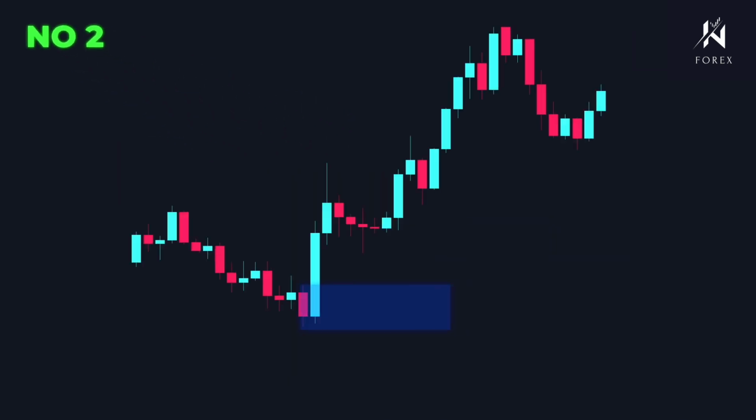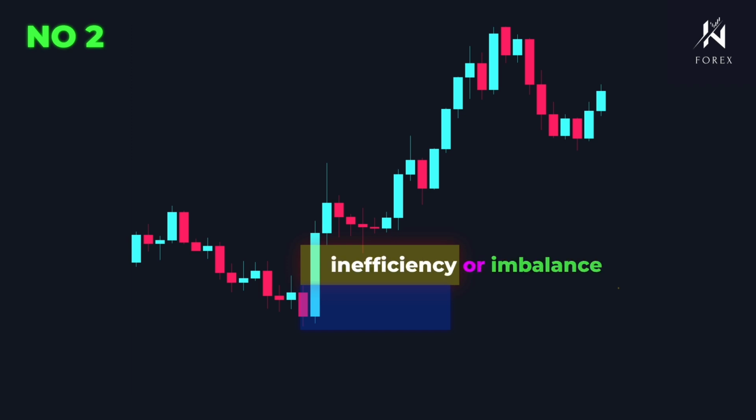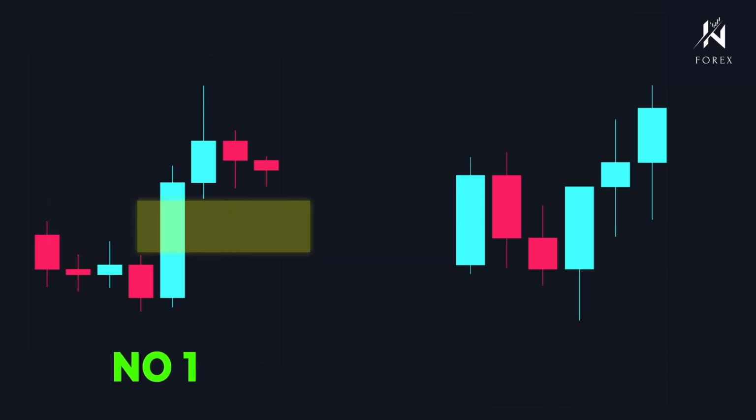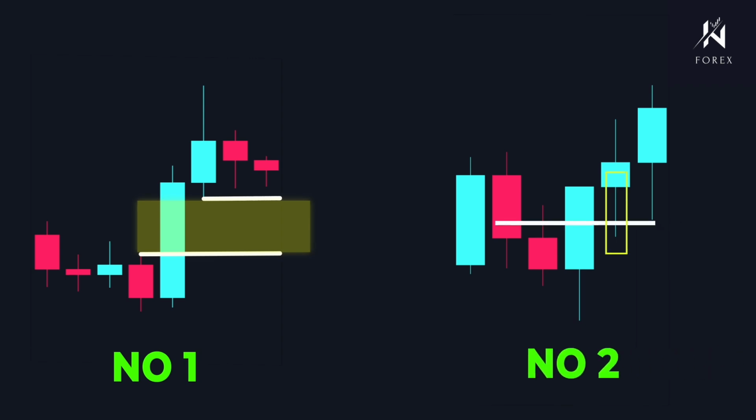Number 2. For a price movement to be called an order block, there must be a gap in the market. This gap is also called inefficiency or imbalance. These words just mean there is a space where the price didn't fill in properly. Let me give you an example. Imagine 2 price moves that both go up quickly. In the first one, there is a gap between the top of the first candle's wick and the bottom of the third candle's wick. In the second one, there is no gap because the wicks touch or overlap.